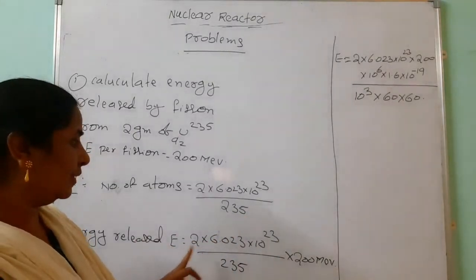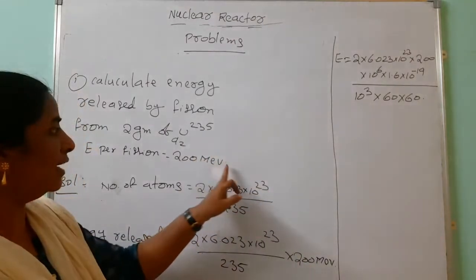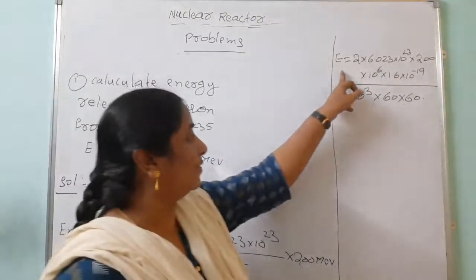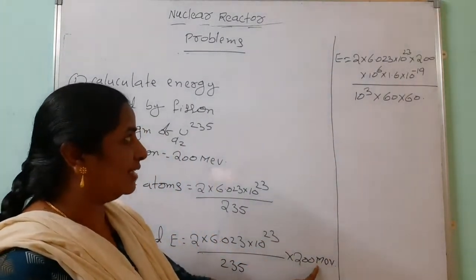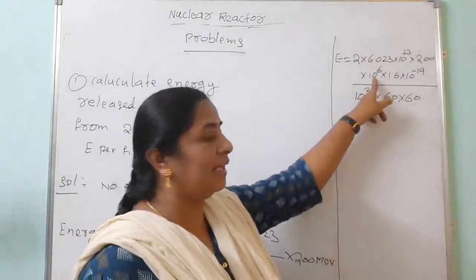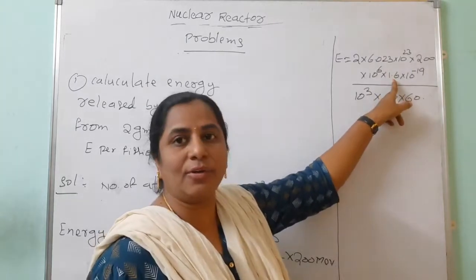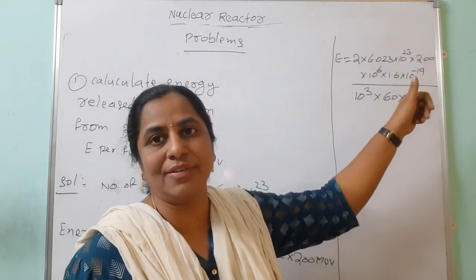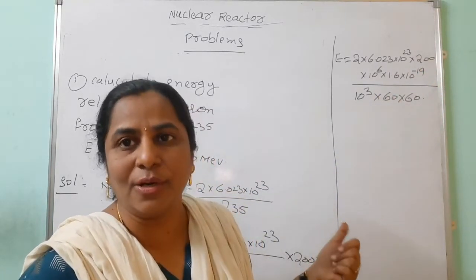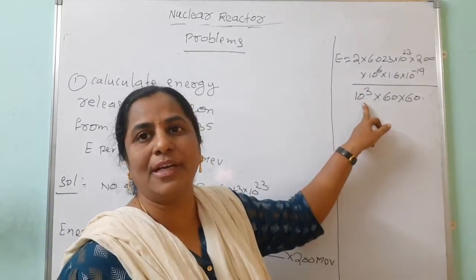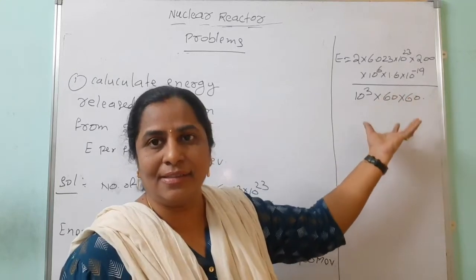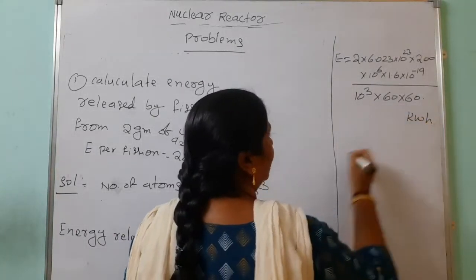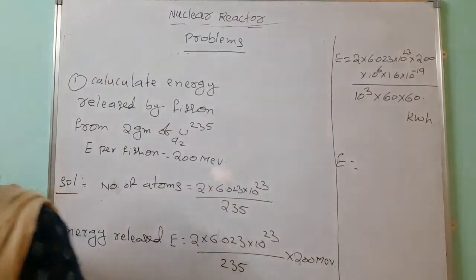Then energy released: each fission releases 200 million electron volts, so we multiply by 200 million electron volts. Energy equals the same thing, 200 is there. 1 million equals 10 to the power of 6. Electron volt means 1.6 into 10 to the power of minus 19. Generally we get this in joules, but the question asks for kilowatt hour. That's why we divide by kilo, 10 to the power of 3. Hour is 60 into 60, minutes into seconds. Finally your answer is in kilowatt hour. So this is the energy released in this process.